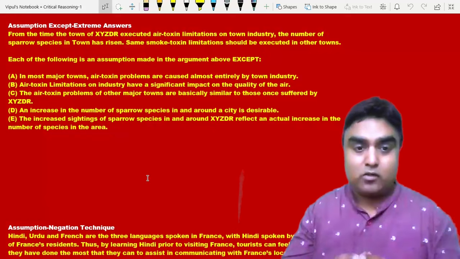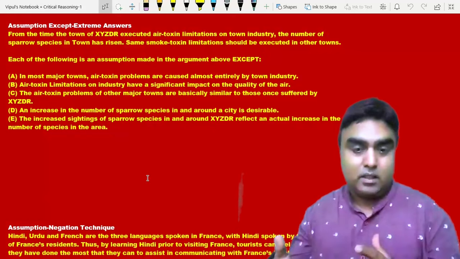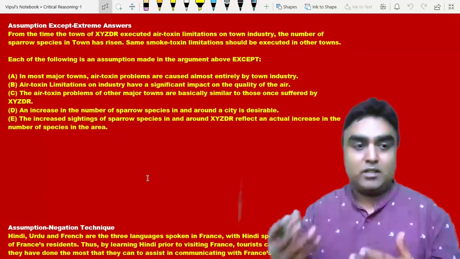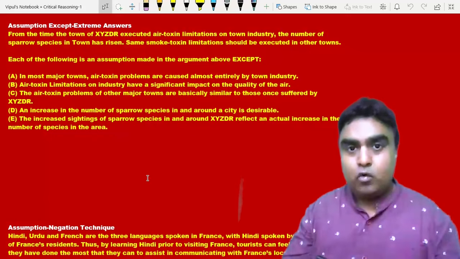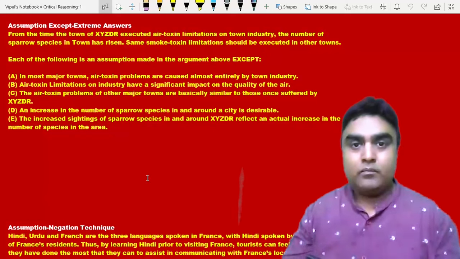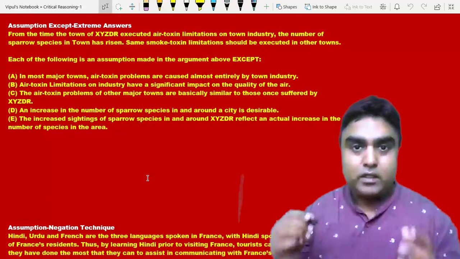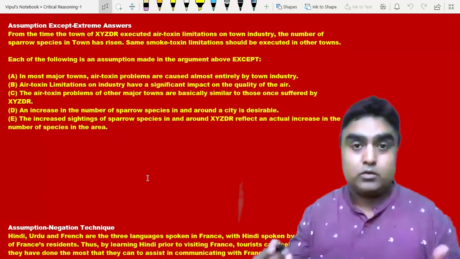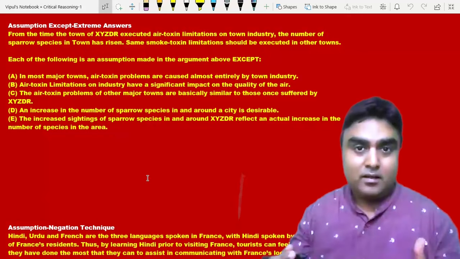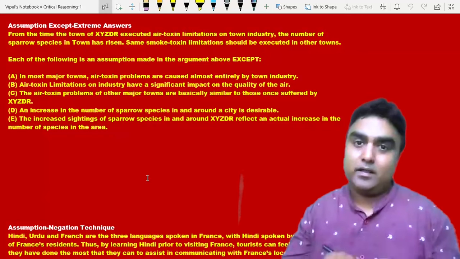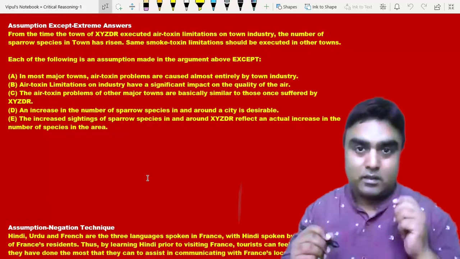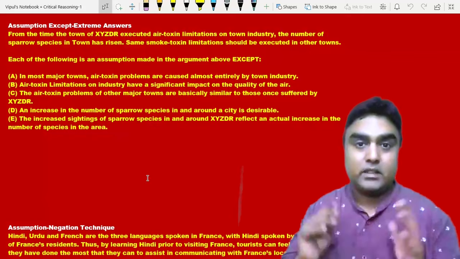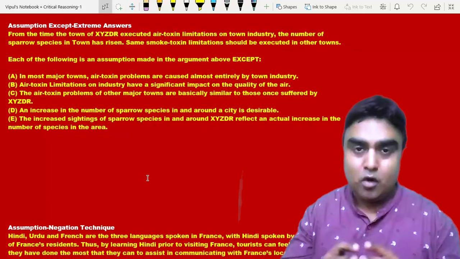The increased sighting of sparrow species in and around the town reflects an actual increase in the number of species in the area. Now, what exactly is happening here is all of the answer choices are very close to the right answer, and every answer looks like a correct option. But the trick here is the use of an extreme answer in one of the option choices.